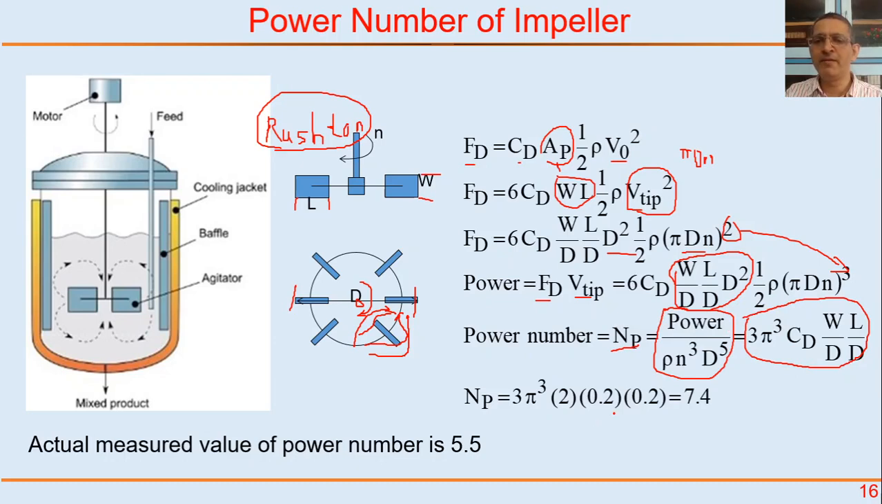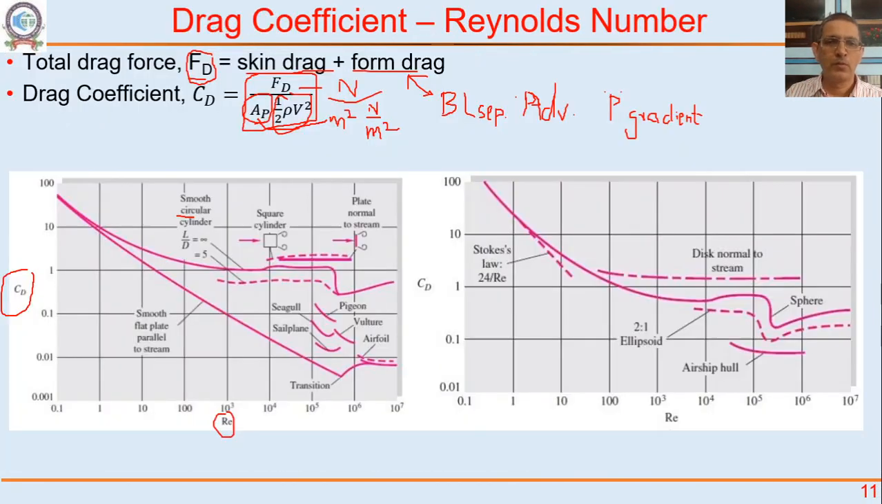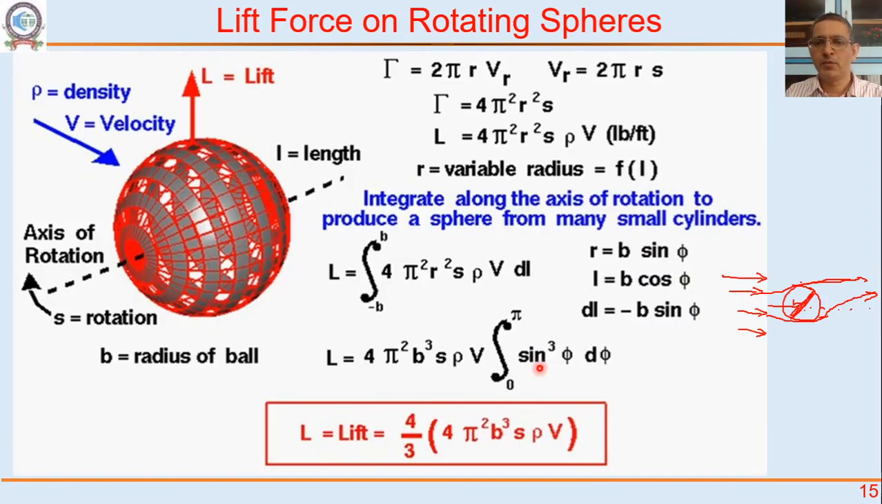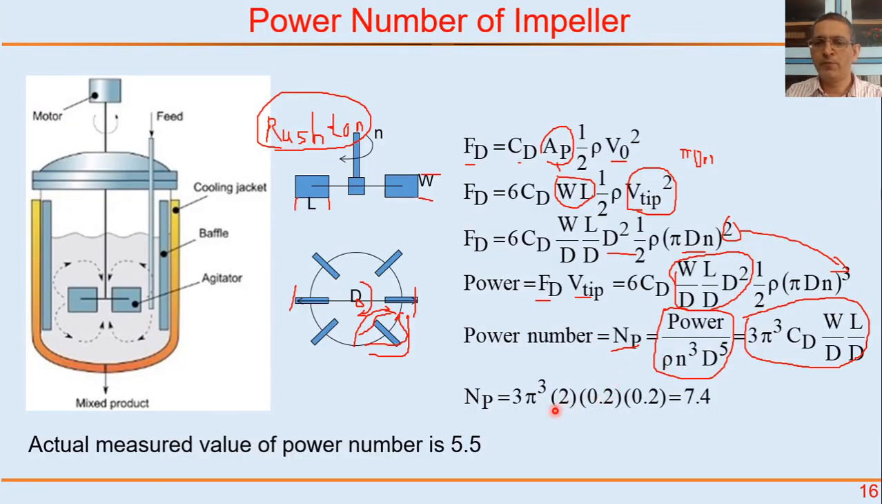So typical CD value is about 2 for a flat plate. See that? The flat plate, where was this flat plate? This flat plate was parallel to the surface, not this. This flat plate is perpendicular to the stream. You see, drag coefficient is around 2, 2.5, 3 of that order at high speeds. So let's say drag coefficient is 2. You will find that the power number is around 7.4.